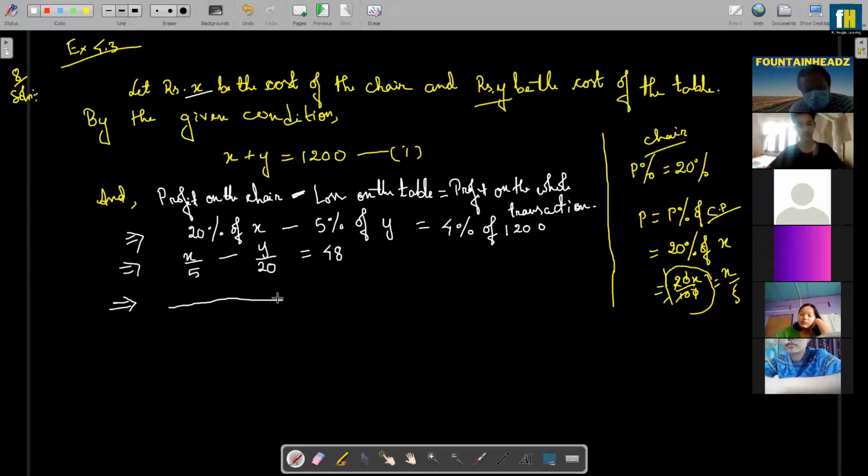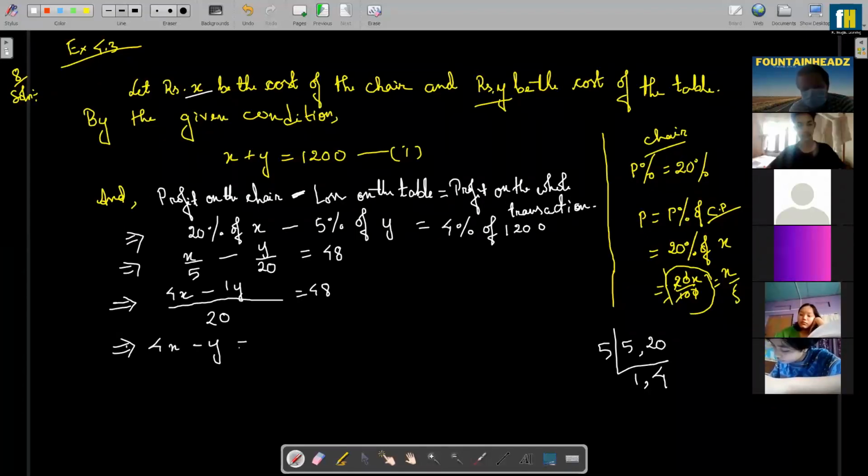LCM of 5 and 20 is 20. LCM of 5 and 20: 5 times 1 is 5, 5 times 4 is 20. So the LCM is 20. Divide 20 by 5, we get 4, so 4x; divide 20 by 20, we get 1, so y. Equation 1: 4x minus y equal to 20 ... 48 multiply ... 9.